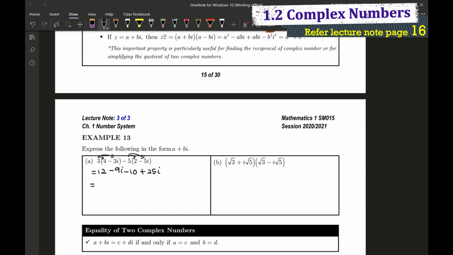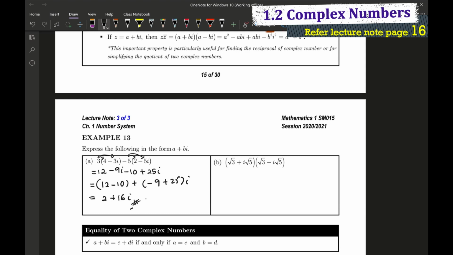We add or subtract the real part separately from the imaginary part. So it will become 12 minus 10, and then we have minus 9i plus 25i. So here it will become 2 plus 16i. This is the final answer. Okay, very simple.